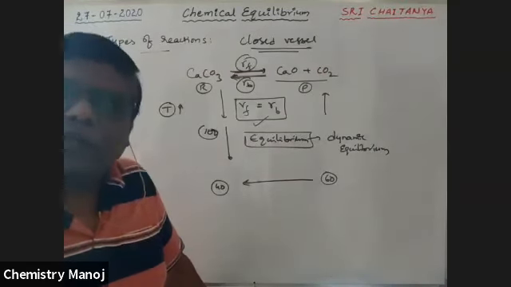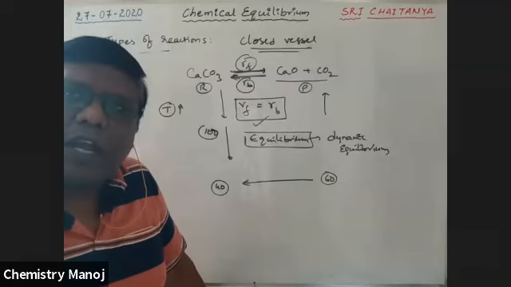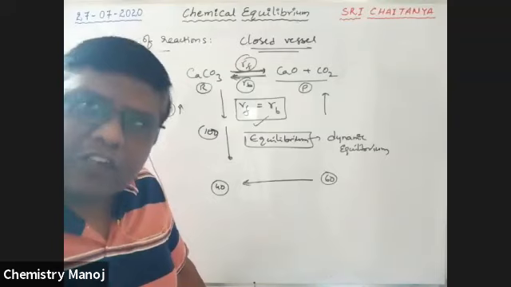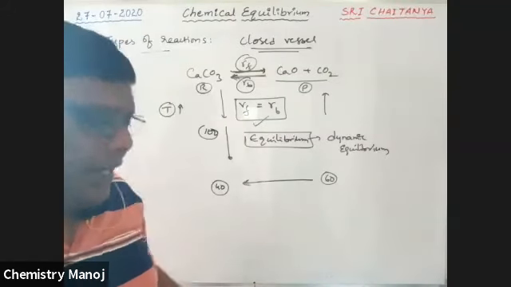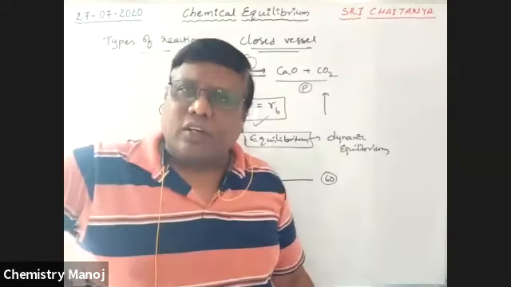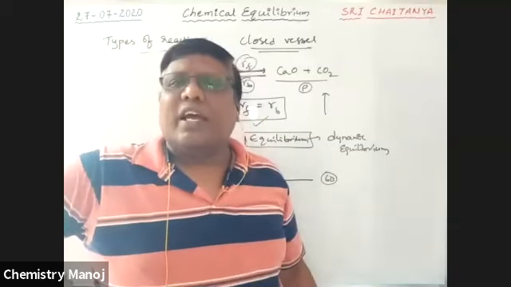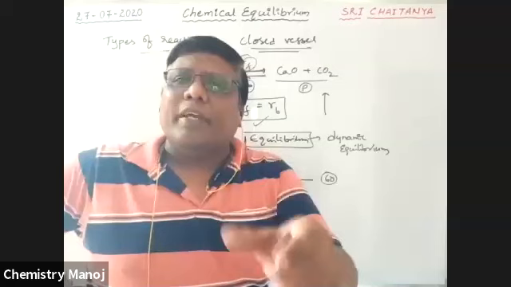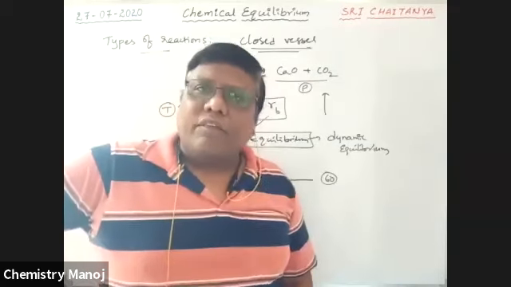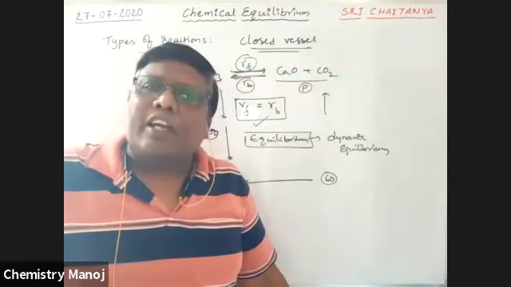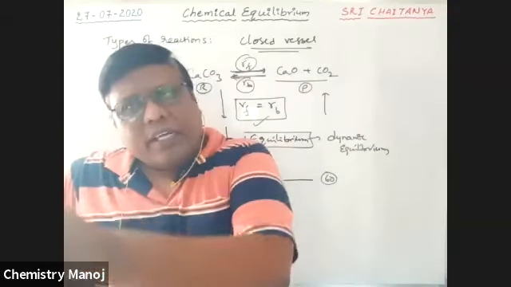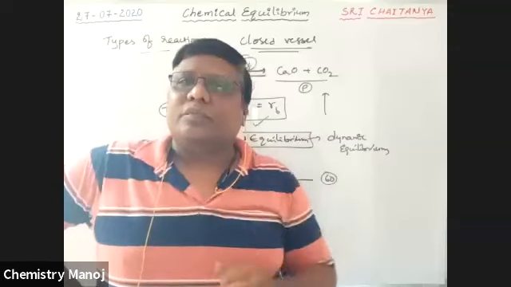So the state at which the rate of forward reaction is equal to the rate of backward reaction is called equilibrium. When a reaction is at equilibrium, the net reaction is zero. That particular equilibrium is always called dynamic equilibrium. Every equilibrium is a dynamic equilibrium. That means the rate of conversion of reactants into products is equal to the rate of conversion of products into reactants.